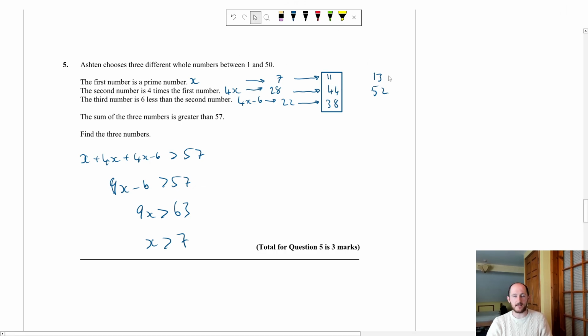And it can't be anything more than that because one of these 3 numbers would be greater than 50. So our only option is 11, 44, and 38. So again, you don't need to use guessing, because otherwise you'd check 2 first, then 3, then 5, etc. But hopefully that makes a bit more sense how you can use algebra to work that stuff out.